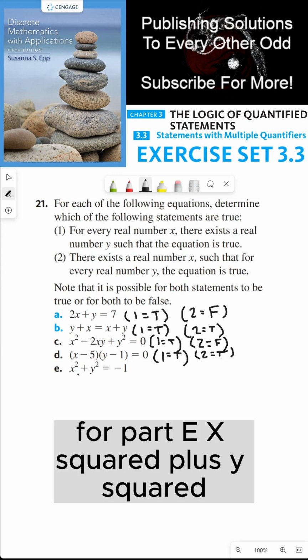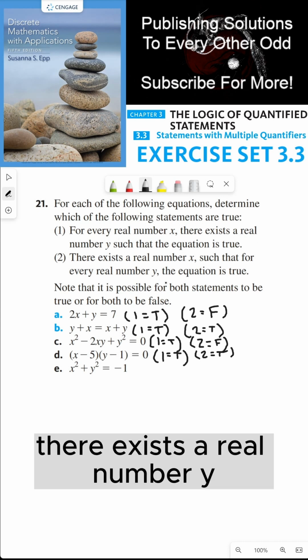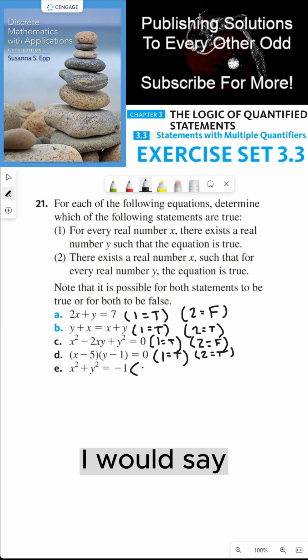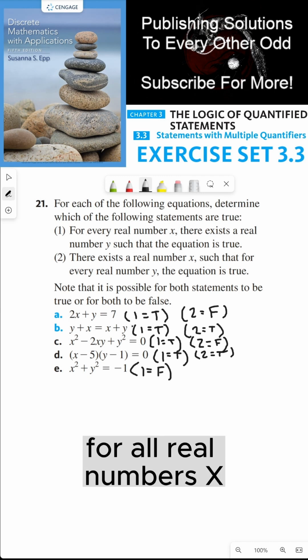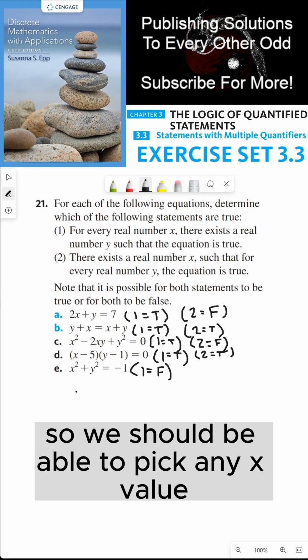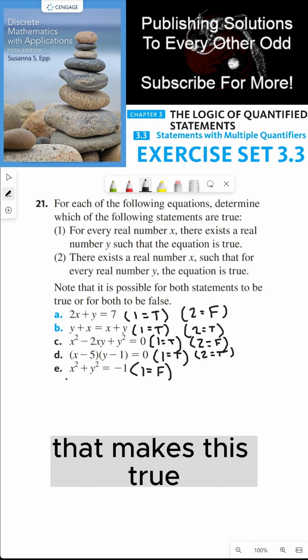For part E, x squared plus y squared equals negative 1. For every real number x, there exists a real number y. So in this case, I would say 1 is false. Number 1 is saying for all real numbers x. So we should be able to pick any x value, and then we should be able to find a y value that makes this true.